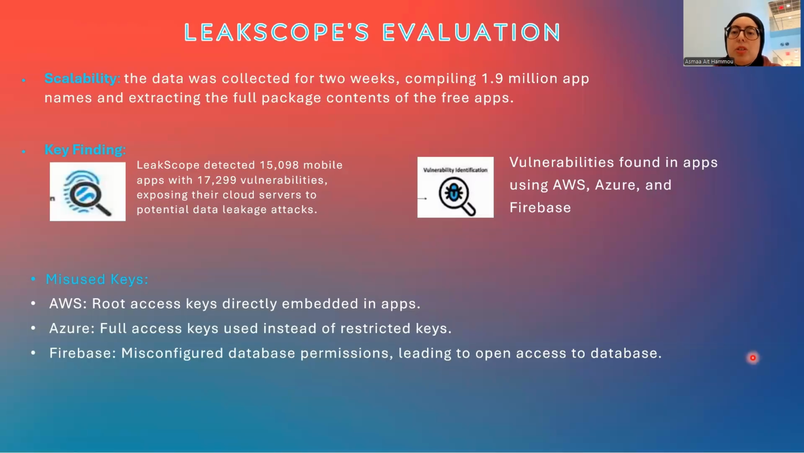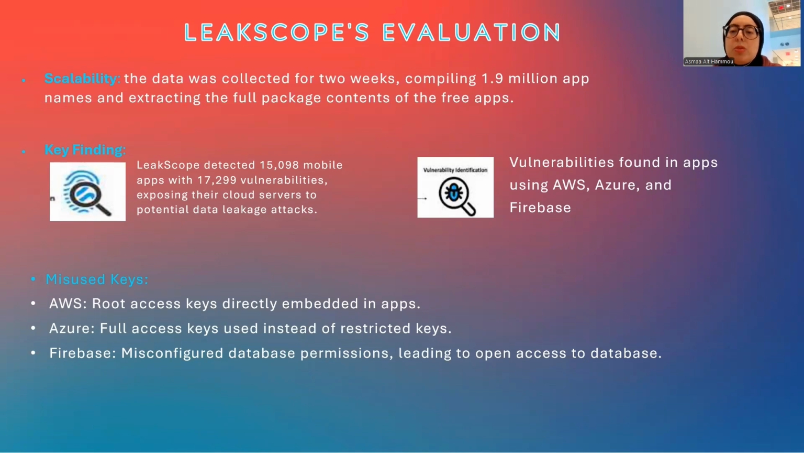In the LeakScope evaluation, over 2 weeks, LeakScope collected data from 1.9 million app names and analyzed the full content of many free apps. As a result, LeakScope found over 15,000 mobile apps with a total of over 17,000 security problems, putting their cloud servers at risk of data leaks. Vulnerabilities were found in apps using cloud services like AWS, Azure, and Firebase.